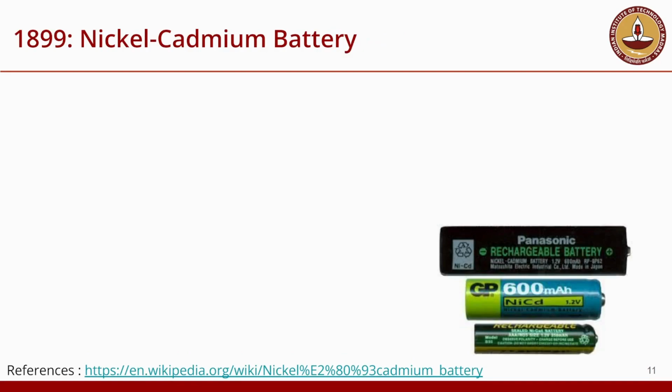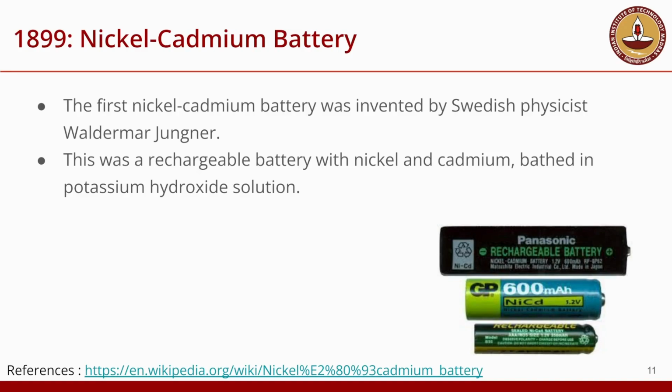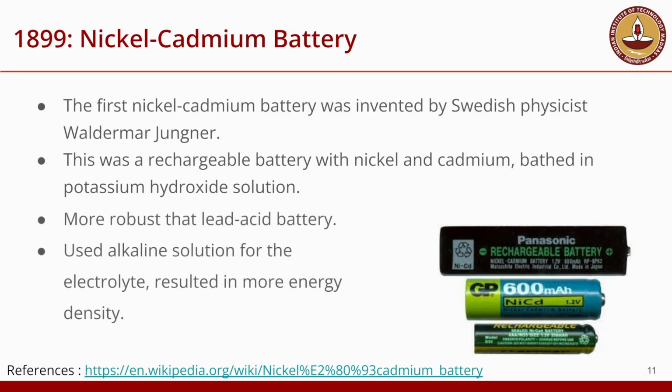1899. Nickel cadmium battery. A Swedish physicist named Waldemar Jungner invented the nickel cadmium battery. This was a rechargeable battery. The nickel cadmium battery used a potassium hydroxide solution as an electrolyte. Nickel cadmium battery is more physically and chemically robust in comparison to lead acid battery. It was the first battery to use an alkaline solution as an electrolyte, which produced more energy density than the lead acid battery.